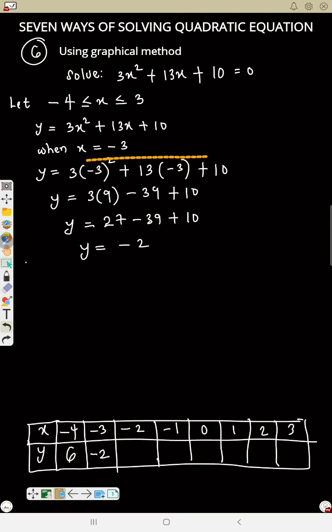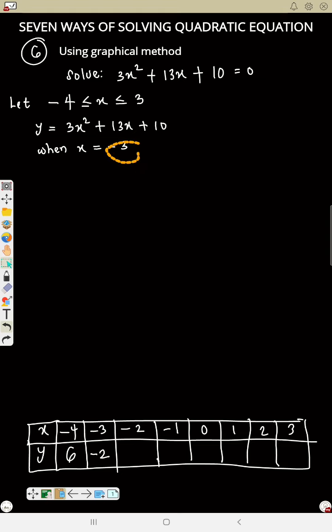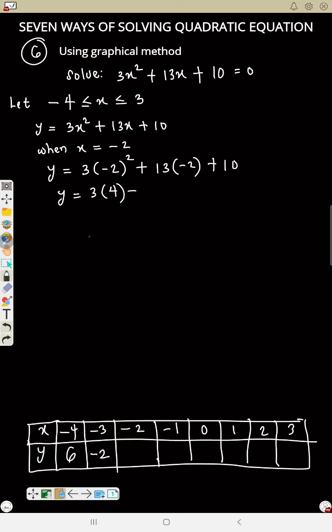Now, when s equals -2, y is equal to 3(-2)² + 13(-2) + 10. Y is equal to 3(4) plus, that will be -26 + 10. Y is equal to 12 - 26 + 10. Y equals 22 - 26, that is -4.